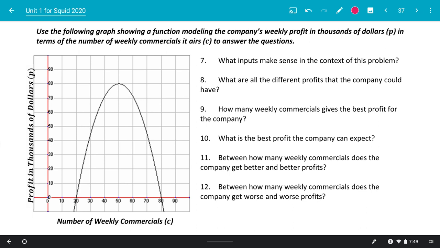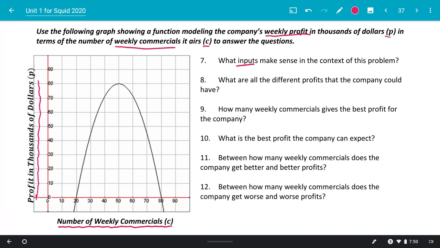All right, use the following function modeling the company's weekly profit in thousands of dollars in terms of their weekly commercials. First thing I want to look at is what is my independent variable, and since I have a graph, I'm going to know that it's whatever's on the x-axis, which is the weekly commercials, and then my dependent variable or my output is my profit.